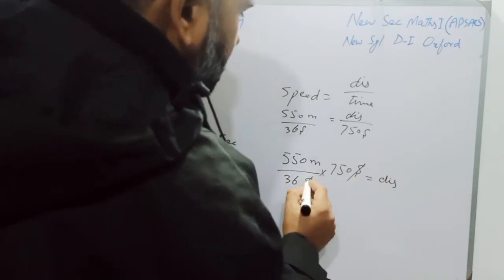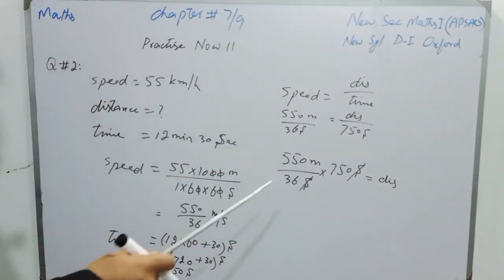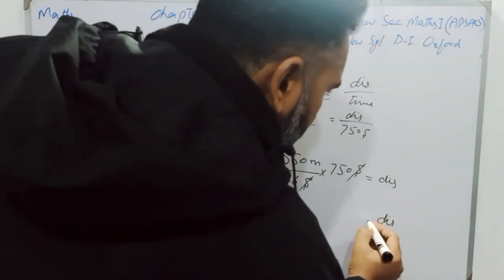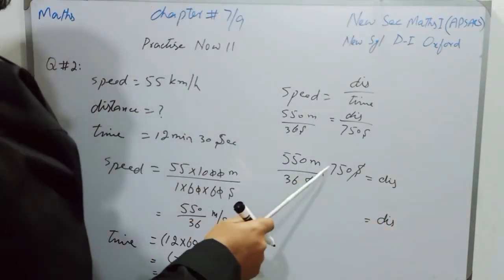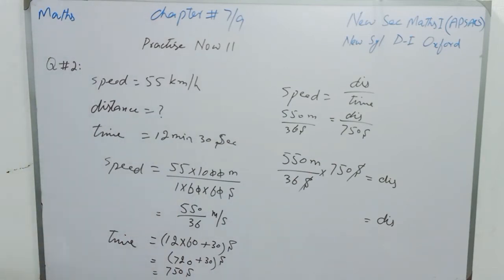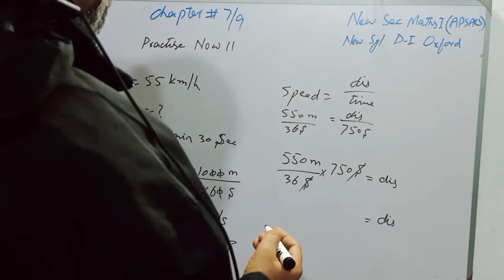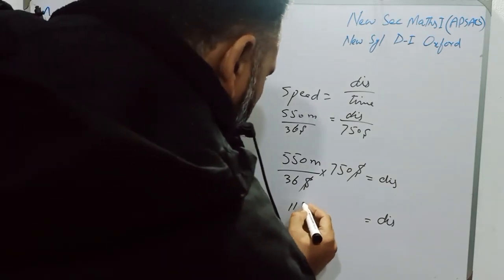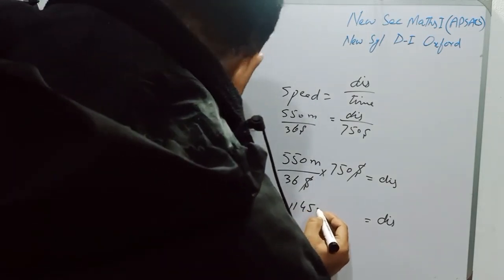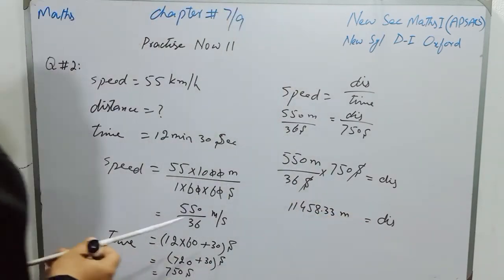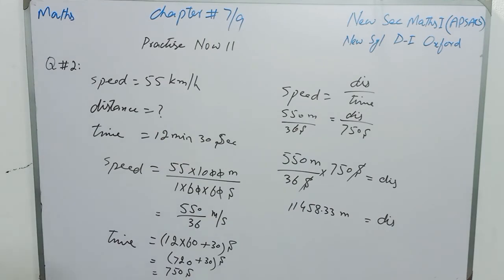Second will be cancelled with second. Now we will use a calculator to find distance, and the unit of distance will be meter. So students, by using the calculator, the distance is 11,458.33 meter. This is the distance that the car has travelled in 12 minutes and 30 seconds.